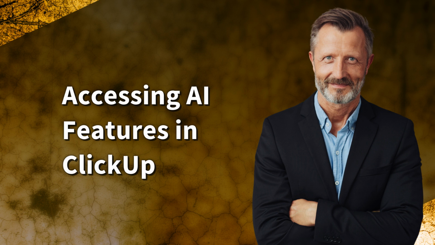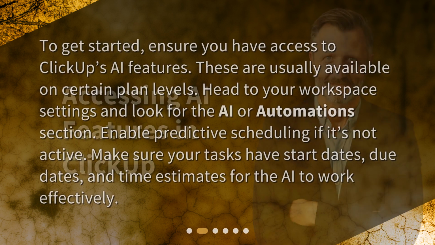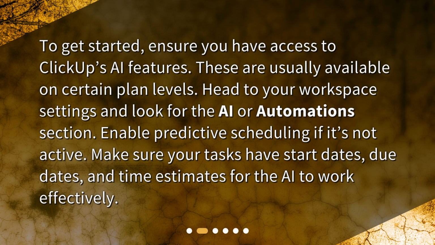Accessing AI features in ClickUp. To get started, ensure you have access to ClickUp's AI features. These are usually available on certain plan levels. Head to your workspace settings and look for the AI or Automations section. Enable predictive scheduling if it's not active. Make sure your tasks have start dates, due dates, and time estimates for the AI to work effectively.